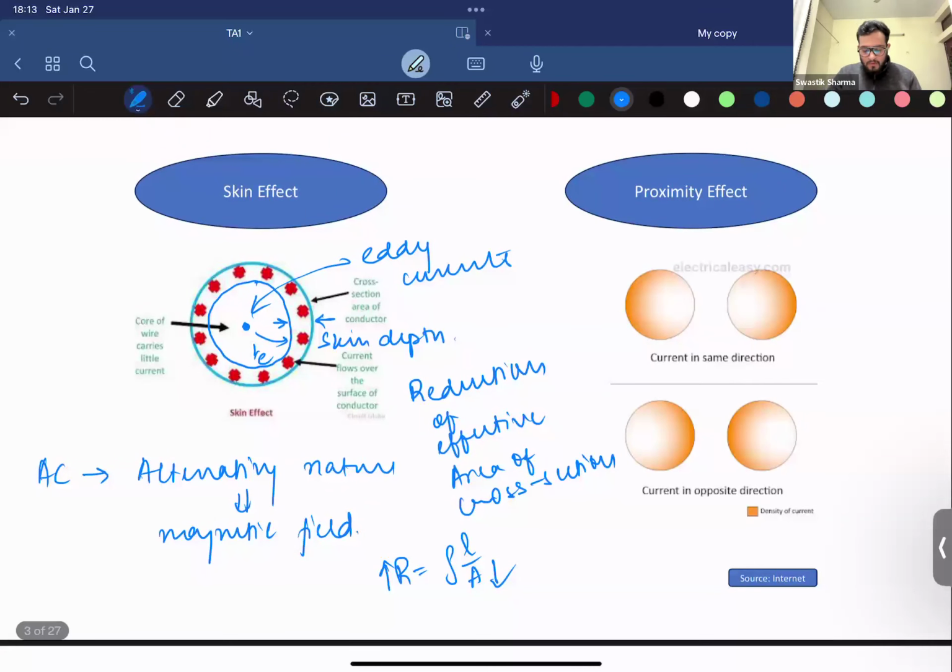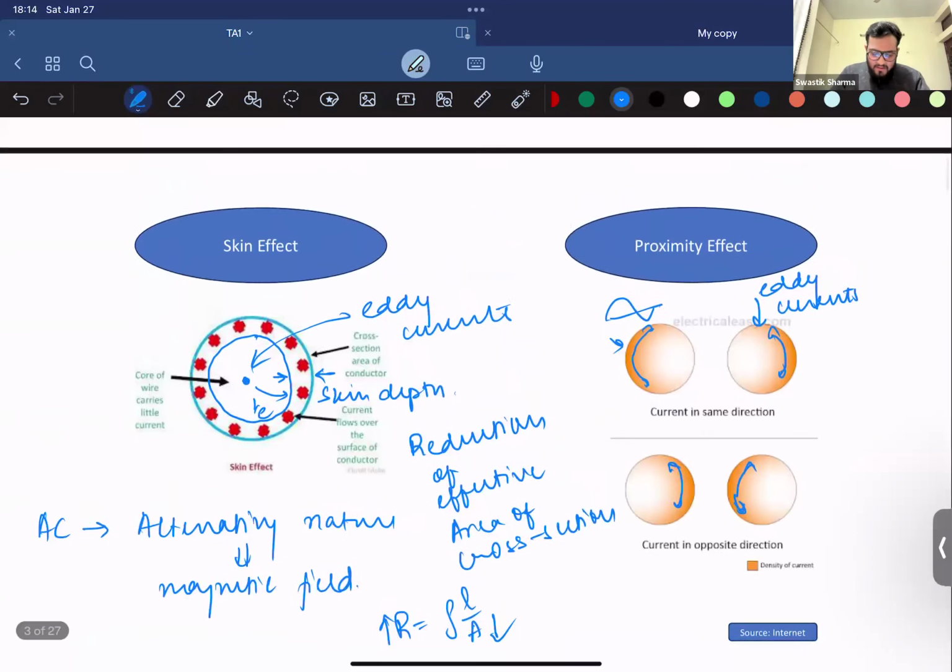Now, in proximity effect, a similar thing happens, but the eddy currents are produced inside the conductor as well as in the adjacent conductor, which is placed nearby to the main AC current carrying conductor. Due to AC current flowing in this conductor, the eddy currents are formed in the adjacent conductor. These eddy currents push the main AC current in the other conductor away. So this is dependent on the direction of the flow of current. If the currents in both conductors are flowing in the same direction, the current will be found mostly on the opposite sides of the conductors, that is, here and here. But if the currents are flowing in opposite directions, the current density is more towards the surfaces of the conductors close to each other.